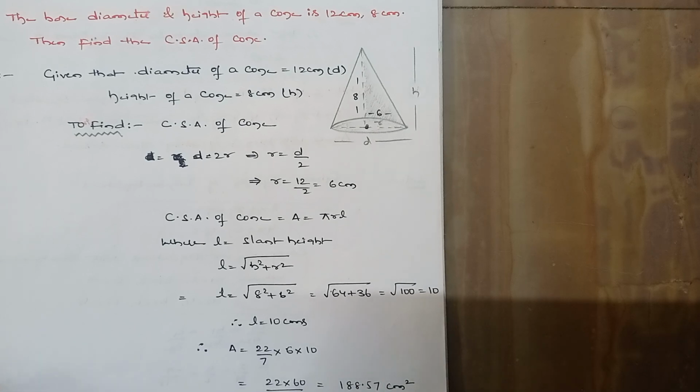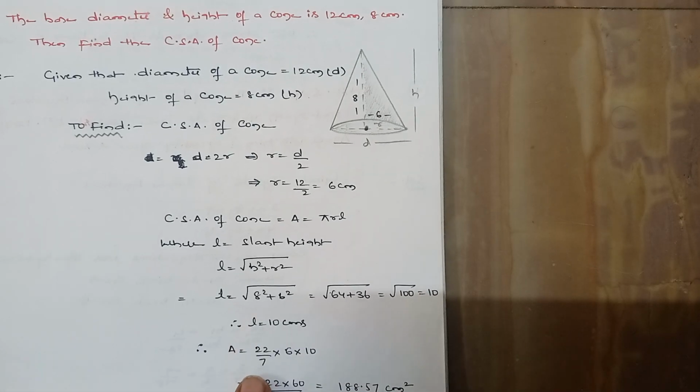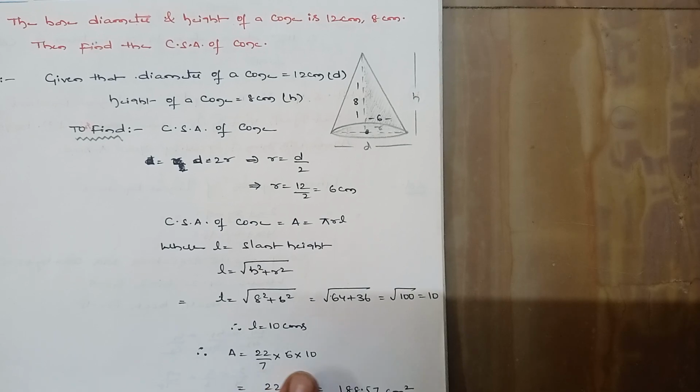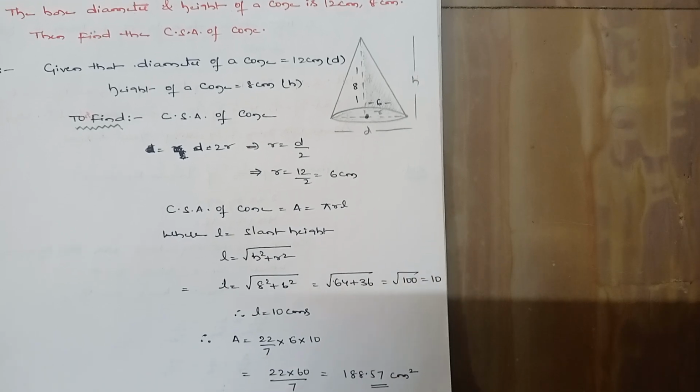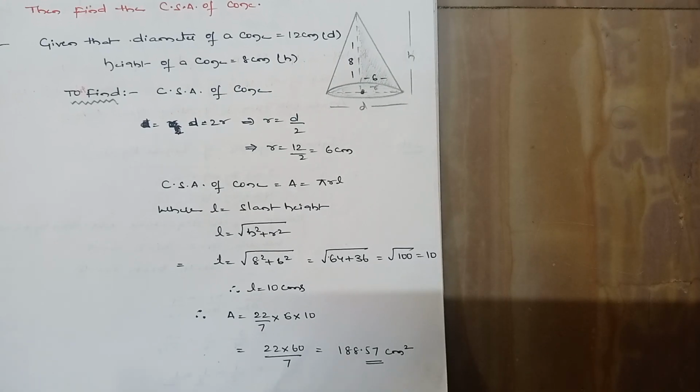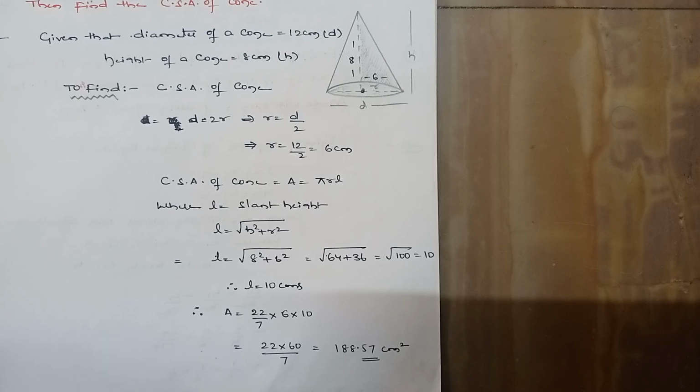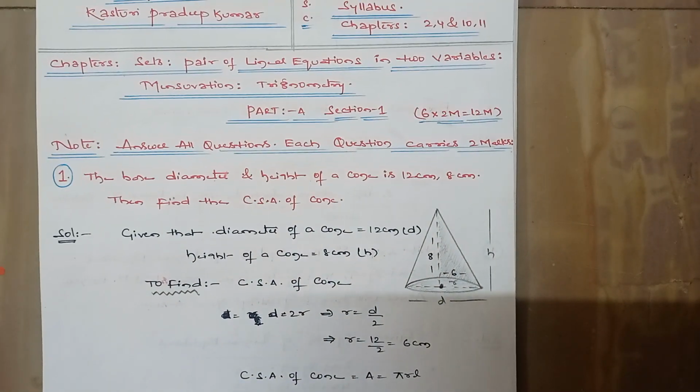So now substitute the values in the formula: 22 by 7 into r, which is 6, into L, which is 10. Simplify. We get 188.57 centimeters square. Okay, I hope you understand this first sum.